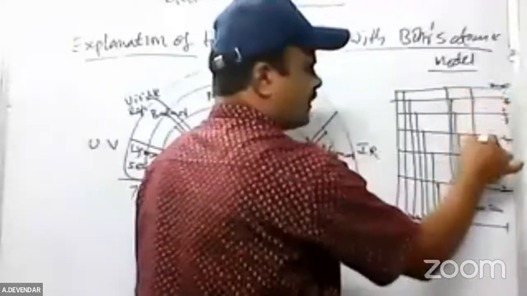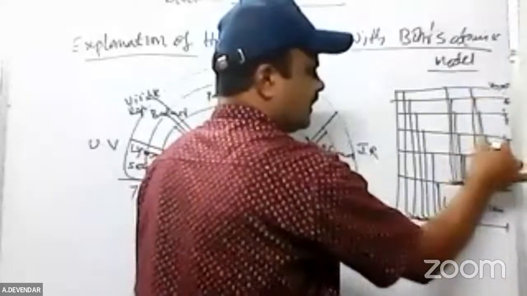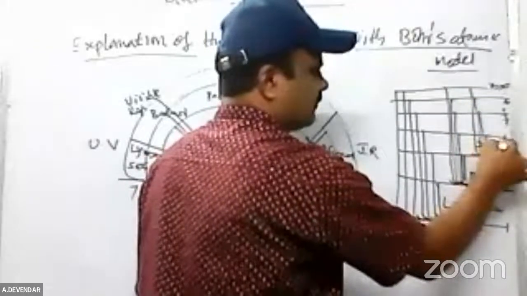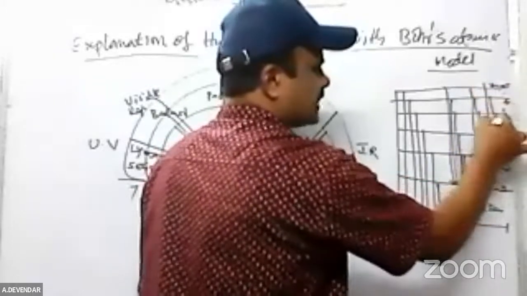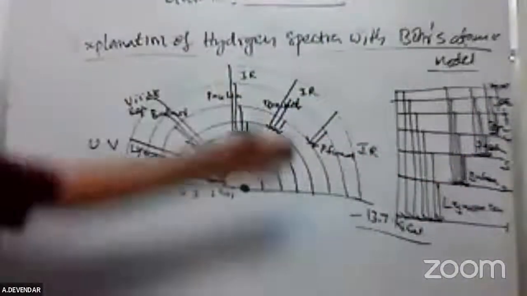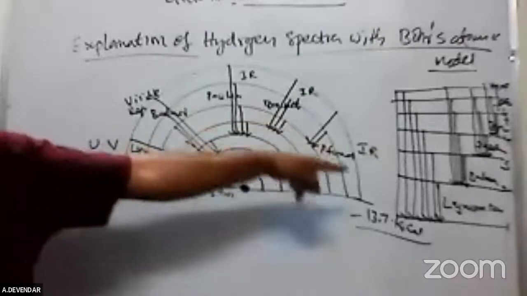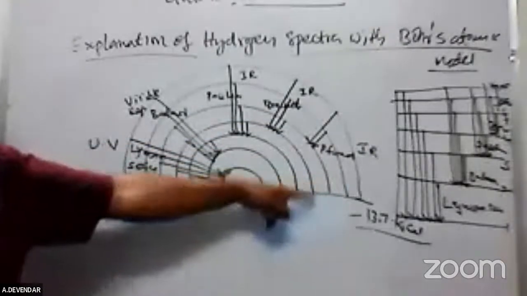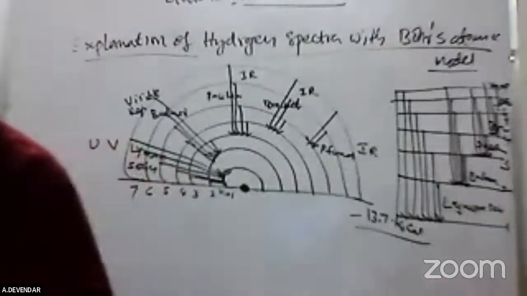From any higher orbit to the third orbit, like this, it is called Paschen. From any higher orbit to the fourth, it is called Brackett. From any higher orbit to the fifth, this is called Pfund. This is the energy diagram made with the help of this. So it is proved with the energy diagram also by means of Bohr's atomic model. So this is about the explanation of hydrogen spectra by Bohr's atomic model.